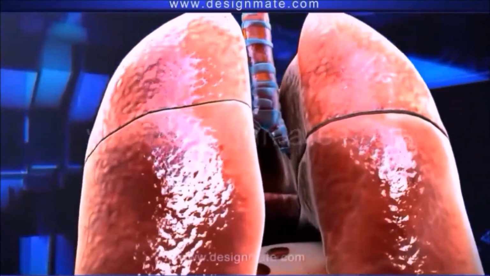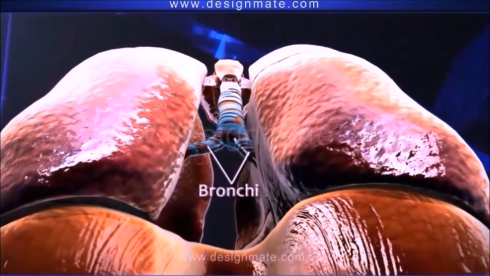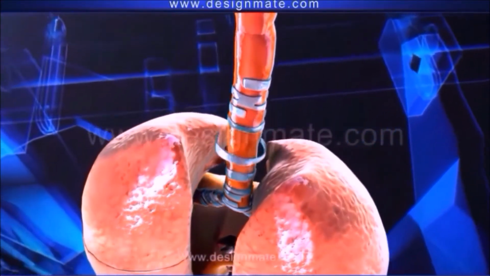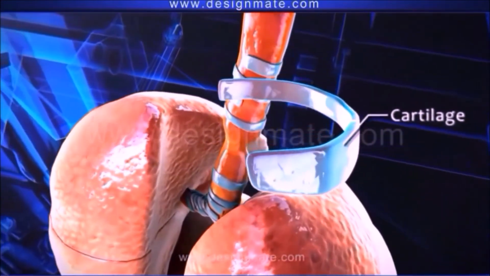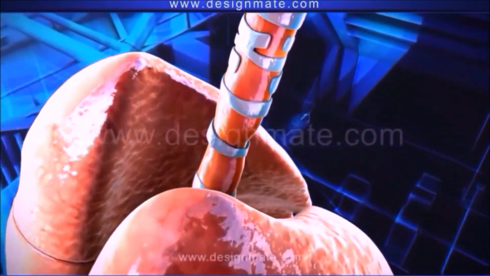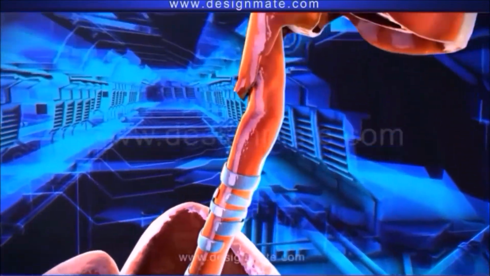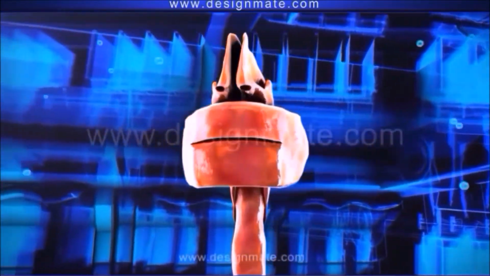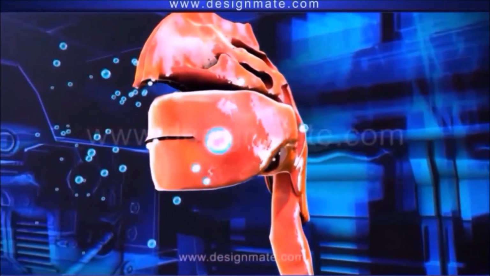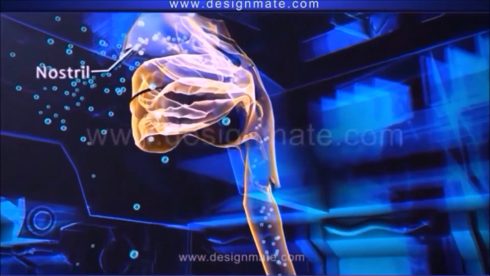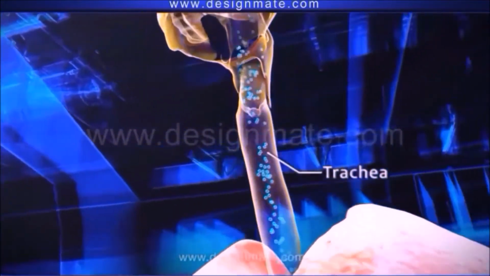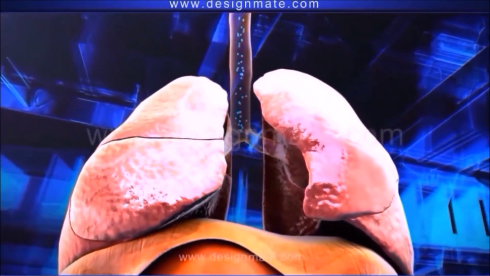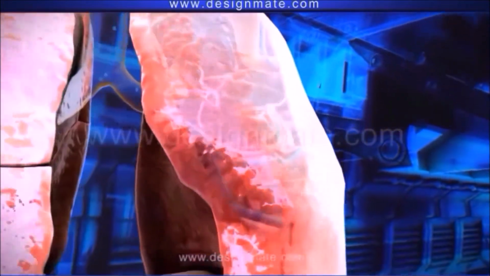Both the lungs are associated externally with small tubular bronchi, which unite and extend into the trachea. The trachea has incomplete C-shaped rings of cartilage, which prevent the tracheal wall from collapsing. The trachea leads into the pharynx, which is connected to the nostrils. As we breathe in air, the oxygen molecules enter the nostrils and travel downwards through the pharynx and trachea to finally reach the bronchi. From each bronchus, oxygen travels into the lungs.